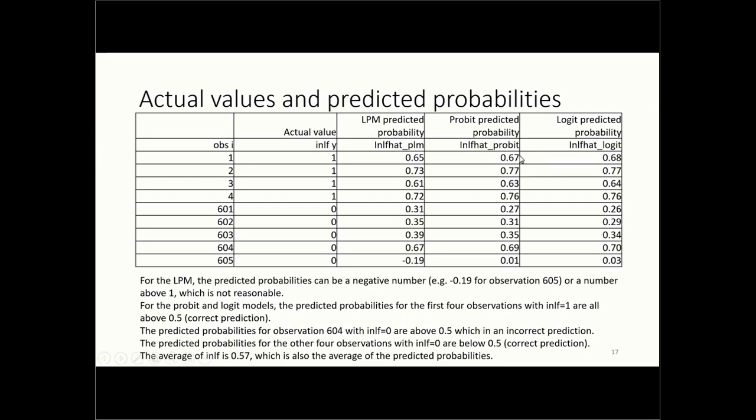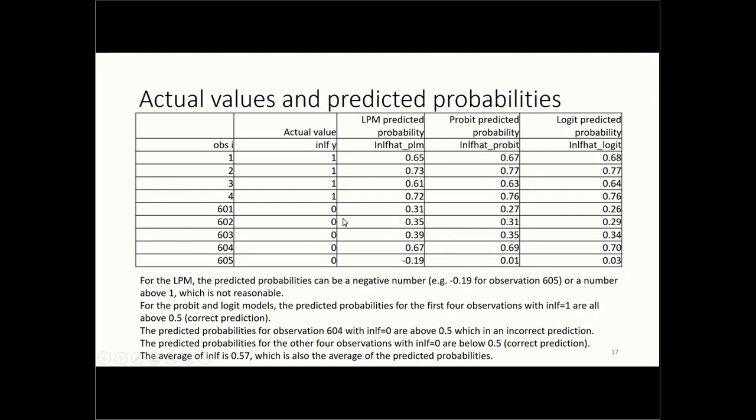So now let's look at the Probit and Logit model, the predicted probabilities for the first four observations. Here we know that the actual value of y is equal to 1, so we know that this person is in the labor force, that person is working. If you notice, the predicted probabilities here are all above 0.5. So the model actually made the correct prediction, because we know that these first four people are in the labor force, and the model is predicting the probability of them being in the labor force is greater than 0.5. So the model is making the correct prediction.